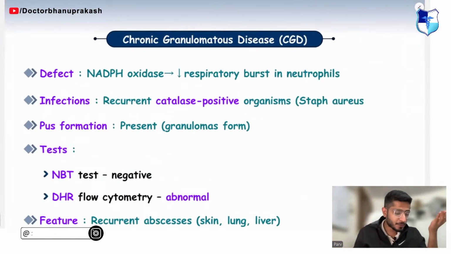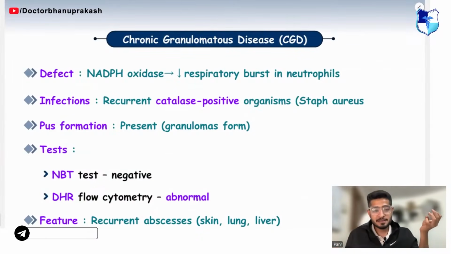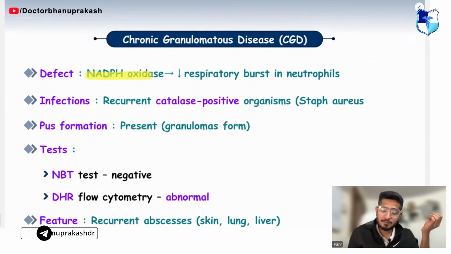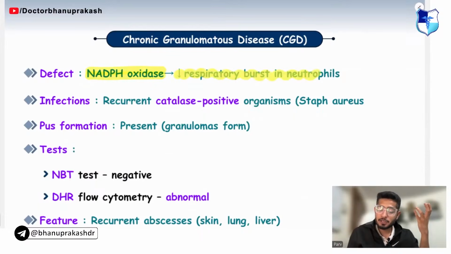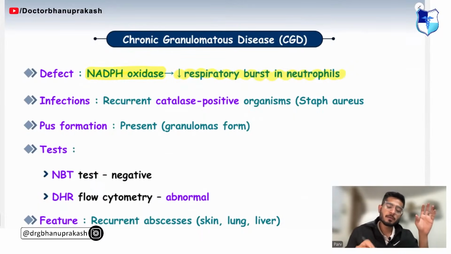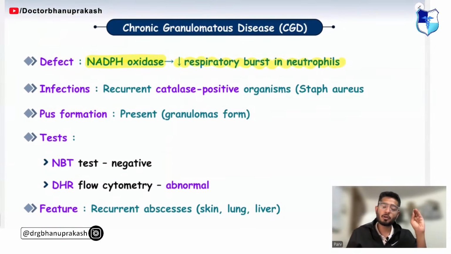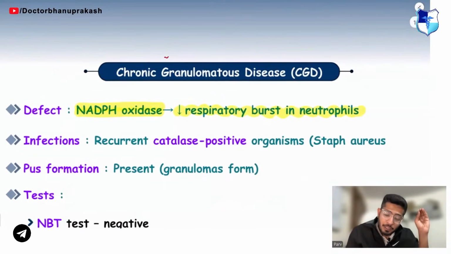So let me just quickly teach you this. Chronic granulomatous disease: the defect is in NADPH oxidase, and because NADPH oxidase is not functioning, there will be decreased respiratory burst in neutrophils. Just remember the important thing: chronic granulomatous disease, granulomatous.